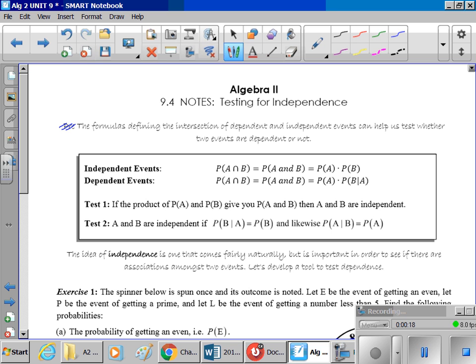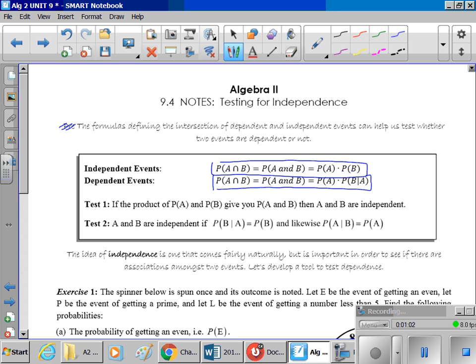The formulas defining the intersection of dependent and independent events can help us test whether two events are dependent or not. Independent events show that they are equal, and we're going to talk about what this means. Dependent events are equal if the probability of A times the probability of B given A. So test one: if the product of P of A and P of B gives you the probability of A and B, then A and B are independent. That's what the first one says.